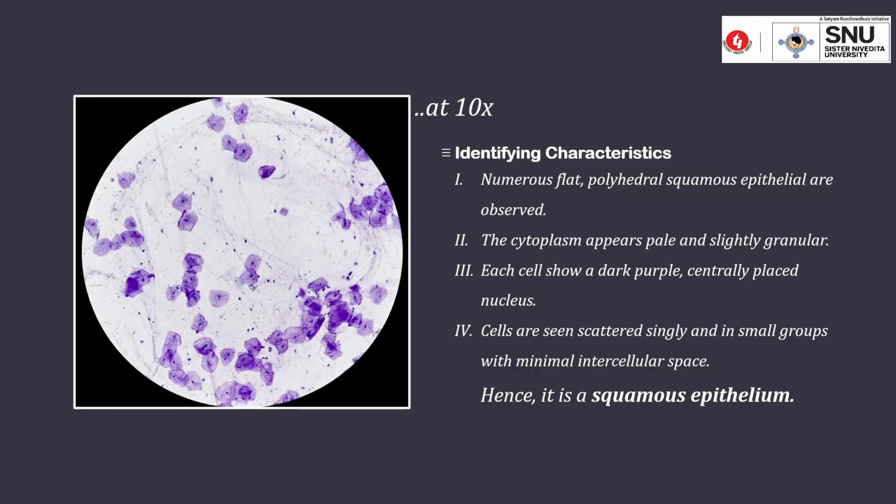Under 10x magnification, we can see numerous flat polyhedral squamous epithelial cells. The cytoplasm appears pale and slightly granular, and each cell shows a dark purple centrally placed nucleus. The cells are scattered singly and in small groups with minimal intercellular space.